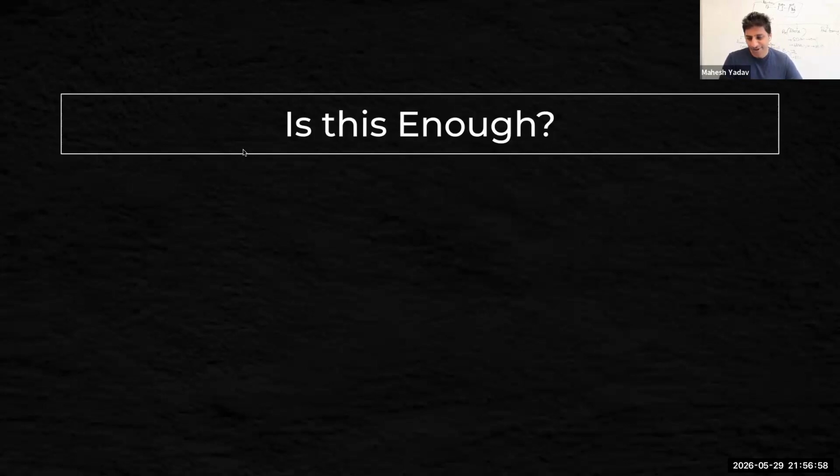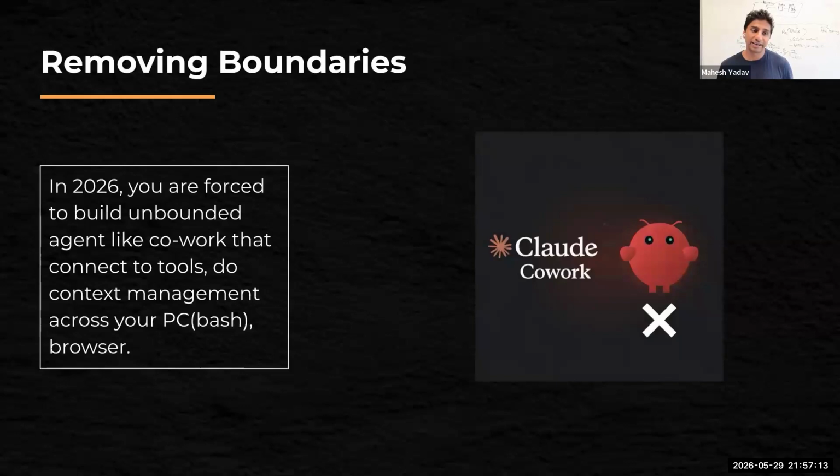Is that enough? We have done everything, right? We have set up alerts, we are evaluating, and we have done red teaming. Is that enough in 2026? So in 2026, one thing that has changed is that you need to remove a lot of boundaries. All these things worked if you narrowed the focus and did only one thing. If your agent was doing one thing, which in my example was just: give me a contract, I will give you the risks.